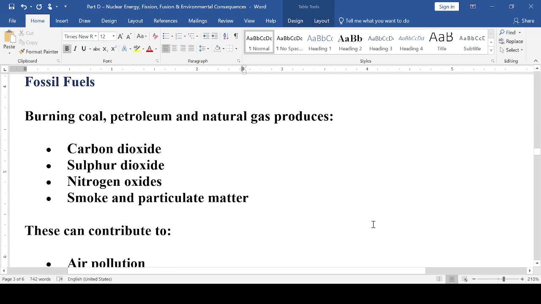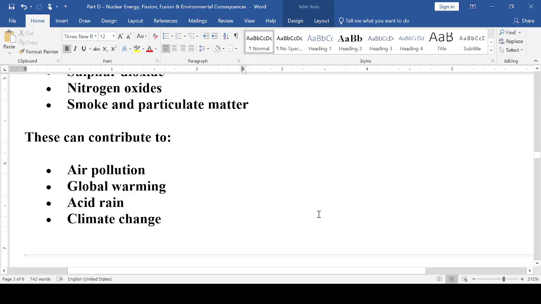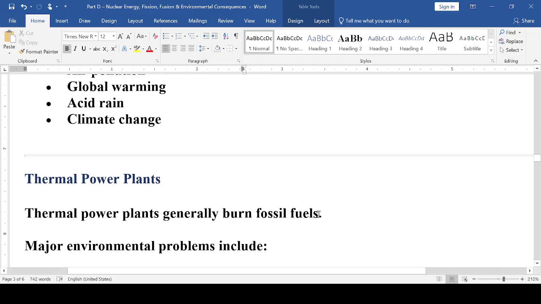When you are burning coal, petroleum and natural gas, they will produce what? Carbon dioxide, sulfur dioxide, nitrogen oxide, smoke and particulate matter. So these are the things produced when you are burning the fossil fuels such as coal, petroleum and natural gas. Then what happens? These contribute to air pollution, global warming, acid rain and climate change, students.